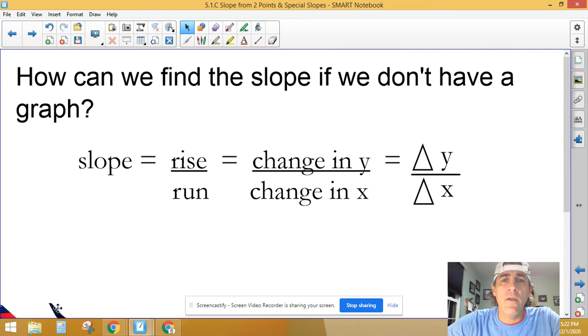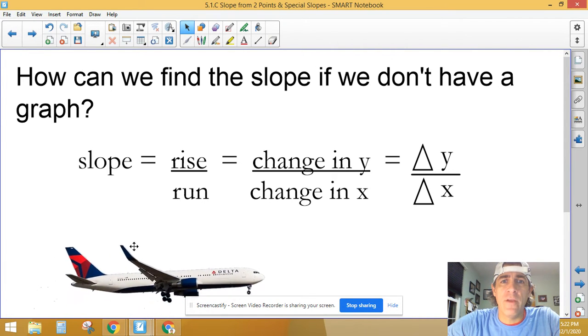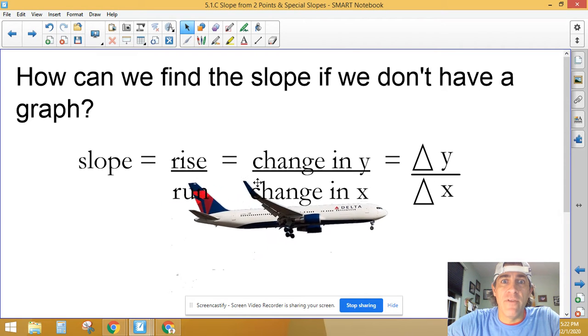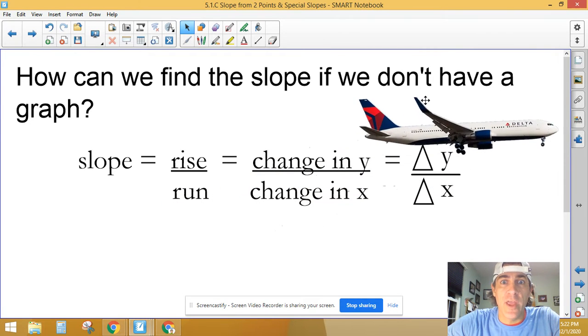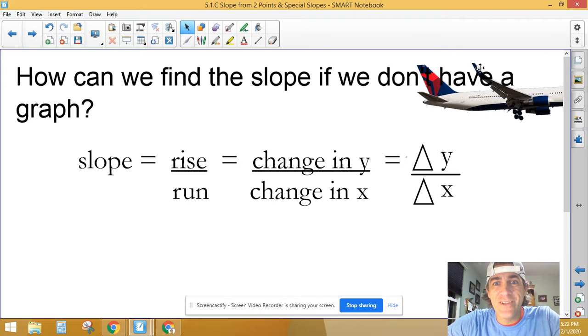If you think about it, have you ever flown Delta Airlines? Delta Airlines changes your location. What? Change, Delta. See what I did there? Yeah. So anyway, this is commonly written as change in y over change in x, delta y over delta x. So in order to find the slope without a graph, we just have to find how much the y's changed and how much the x's changed, and we turn it into a fraction and we have our slope.